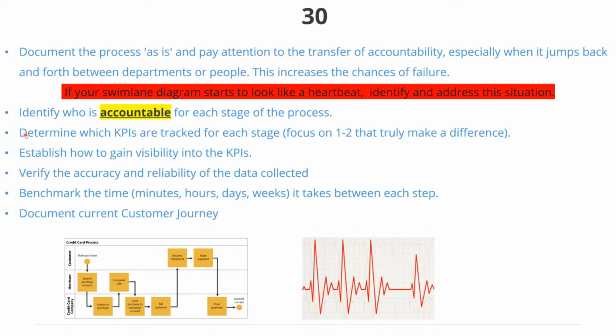So now determine which KPIs are being tracked for each stage, right? Again, you might find out nothing is being tracked. Great, make a note, move on. When I say what KPI is being tracked, I'm looking for like 1-2 KPIs, right? 1 or 2, not more. It could be 3 maybe, depending on the business, etc.